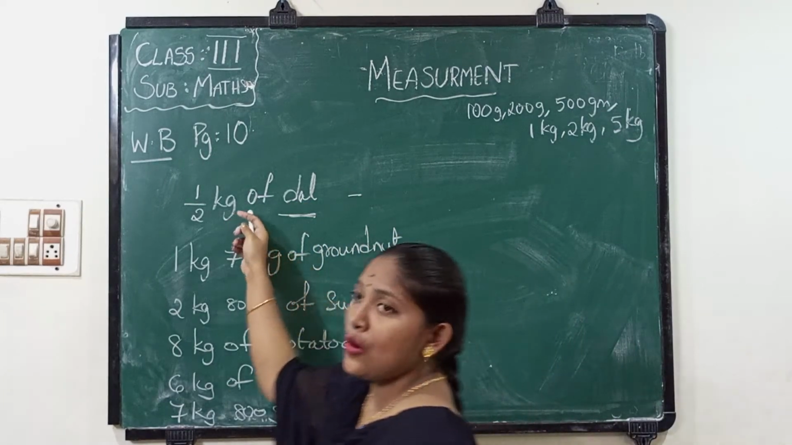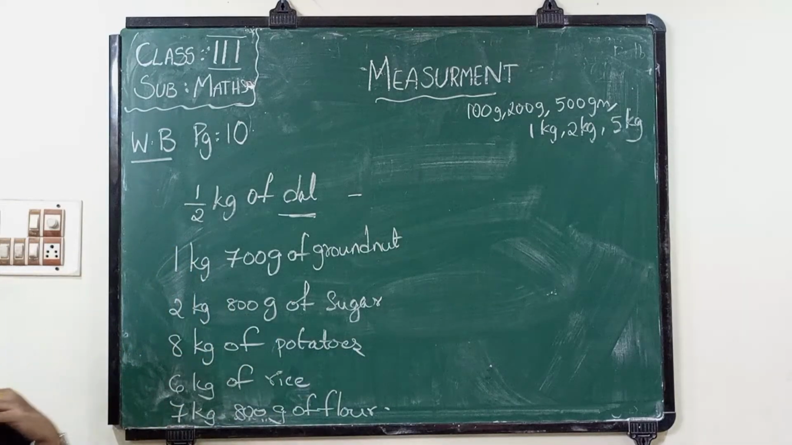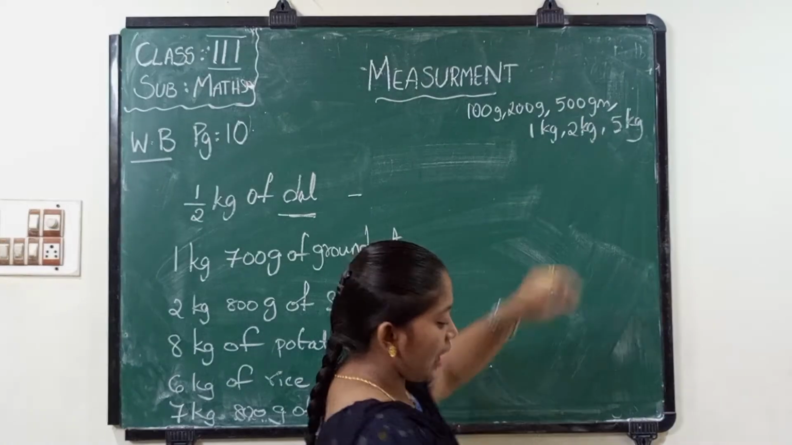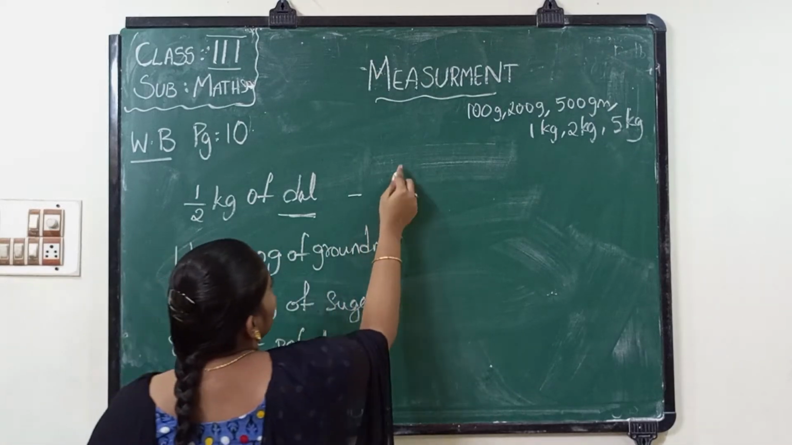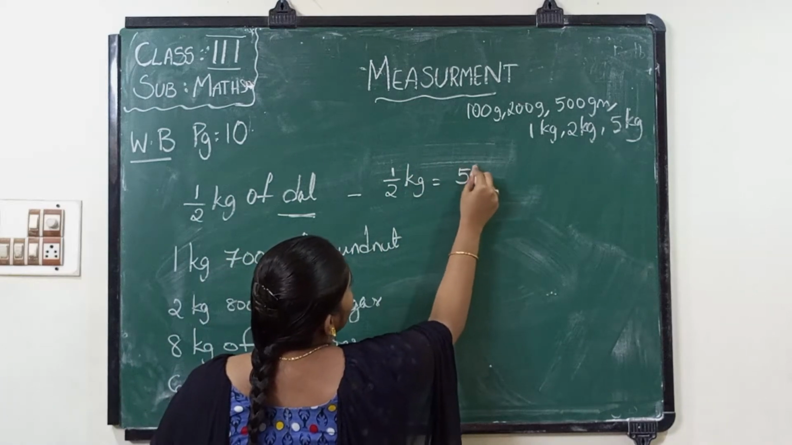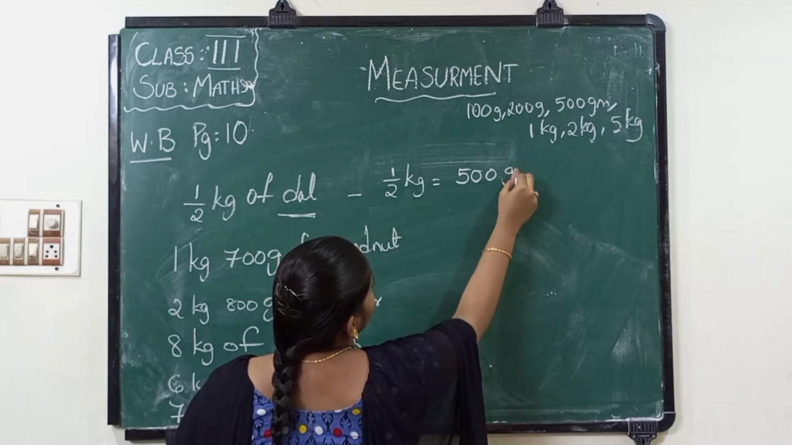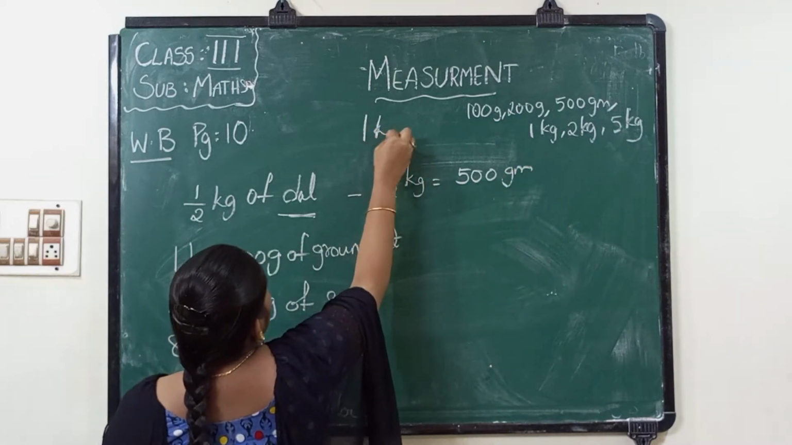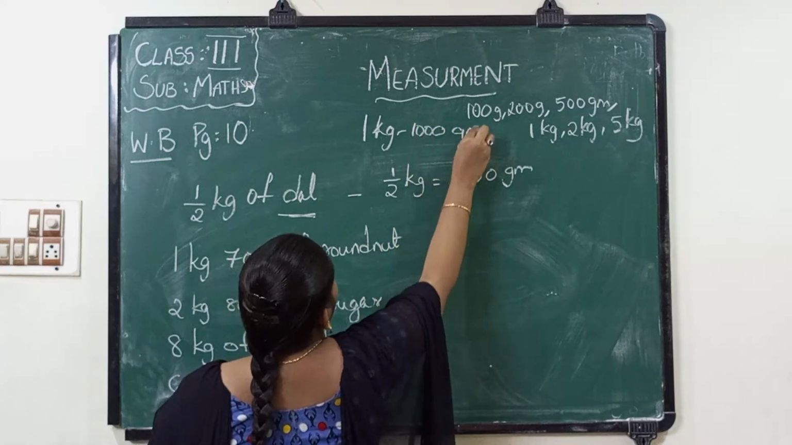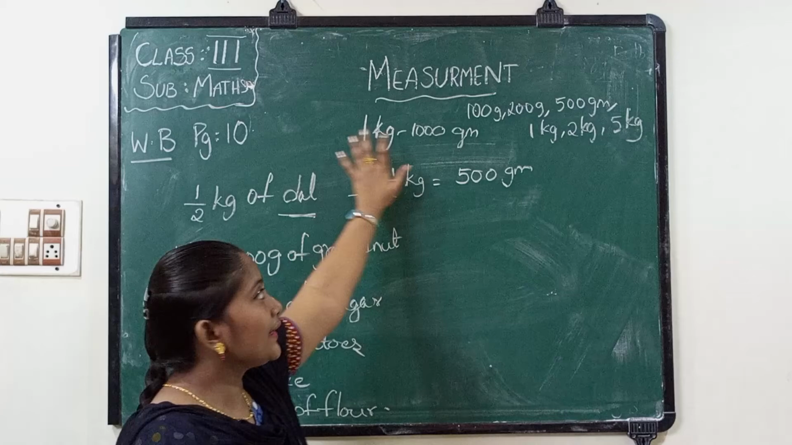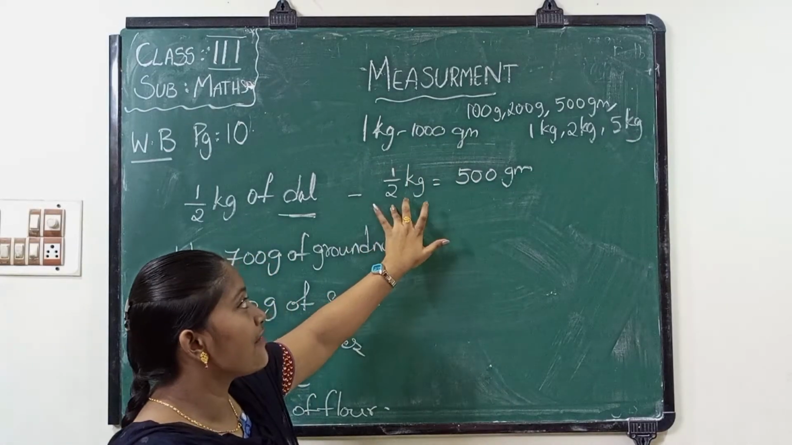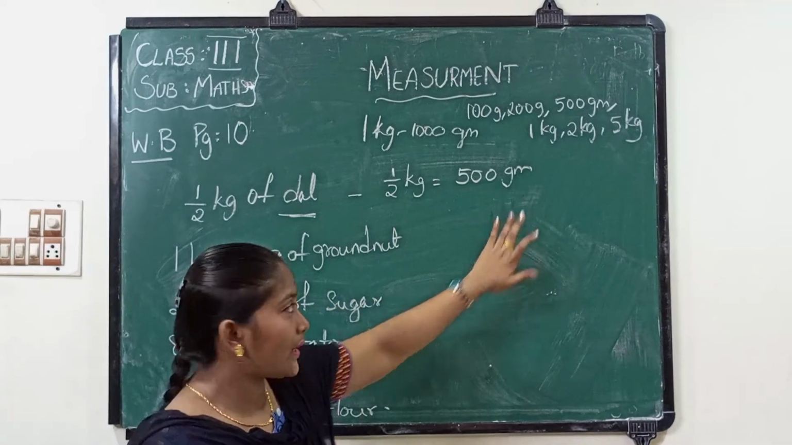1 kg means 1000 grams. So half kg means 500 grams. So here we have to use the half kg. So half kg is equal to 500 grams. 1 kg means 1000 grams, one whole is 1000 grams. So half of this, half kg means 500 grams.